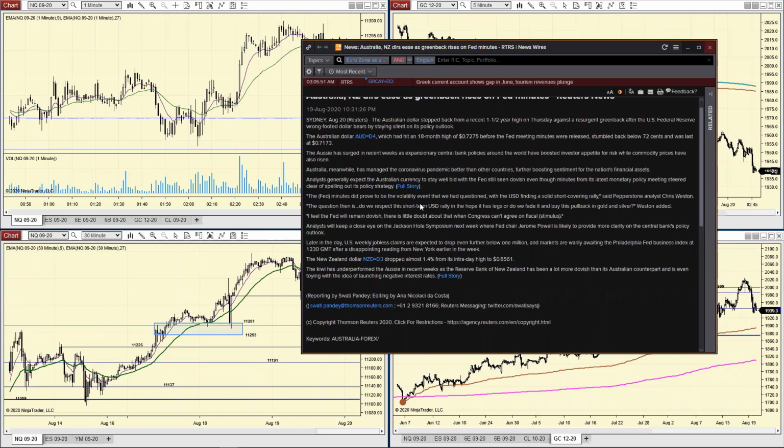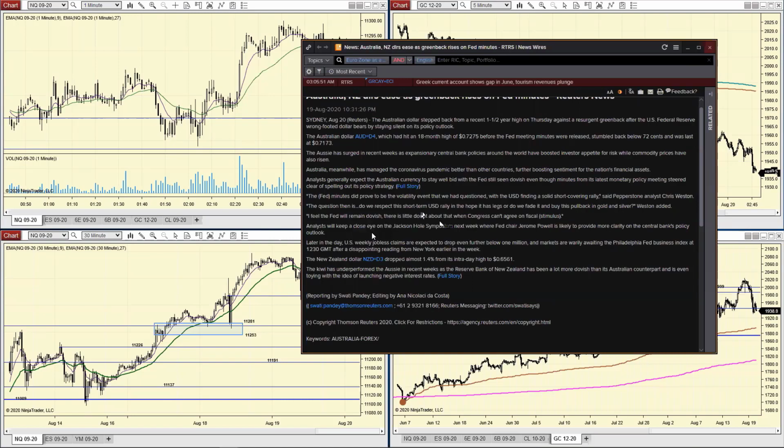The Fed minutes did prove to be a volatility event that was questioned, with the dollar finding a short covering rally, said Pepperstone analyst Chris Weston. The question then is, do we respect the short-term dollar rally in the hopes that it has legs, or do we fade it and buy the pullback in gold and silver, Weston added? I feel the Fed will remain dovish. There's little doubt about that when Congress can't agree on the fiscal stimulus.